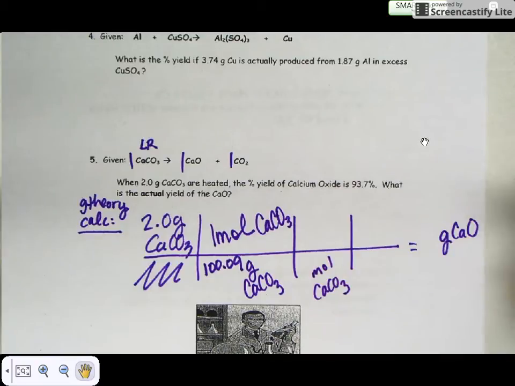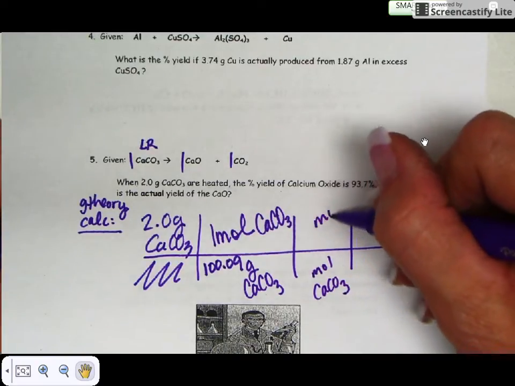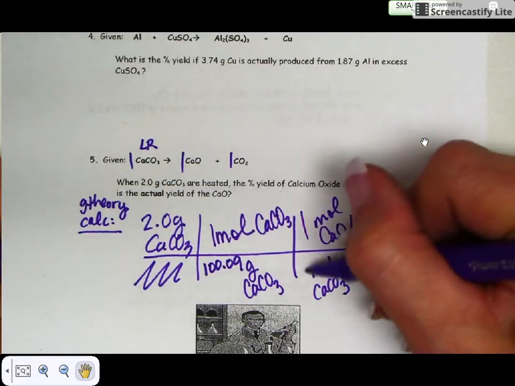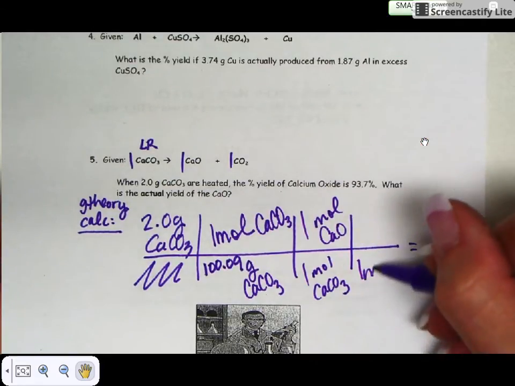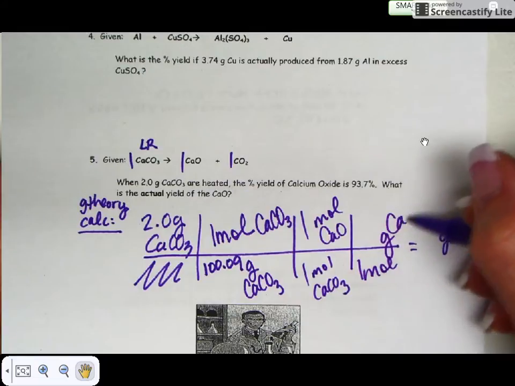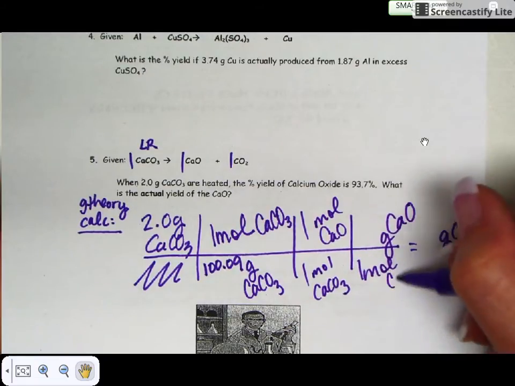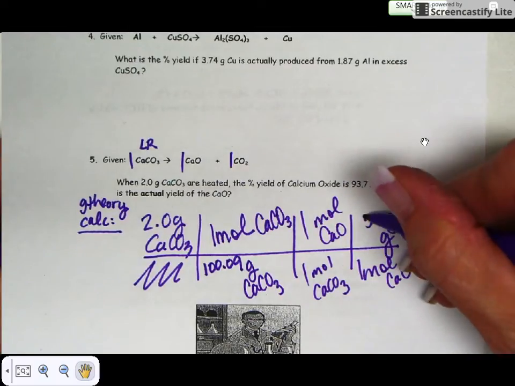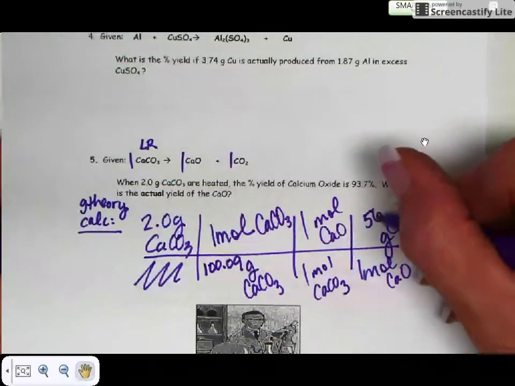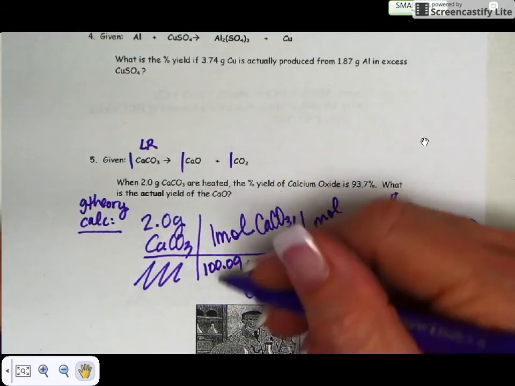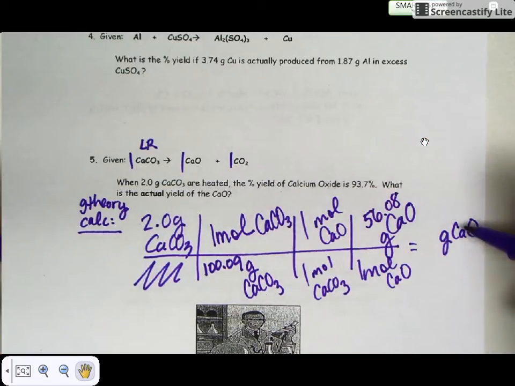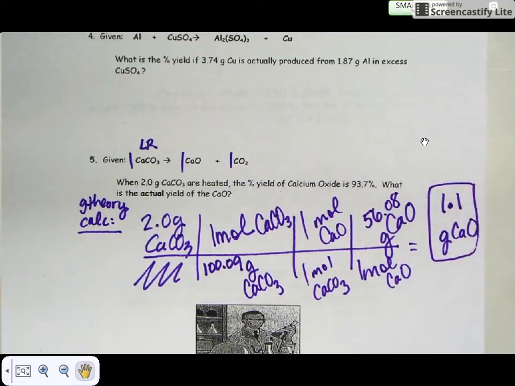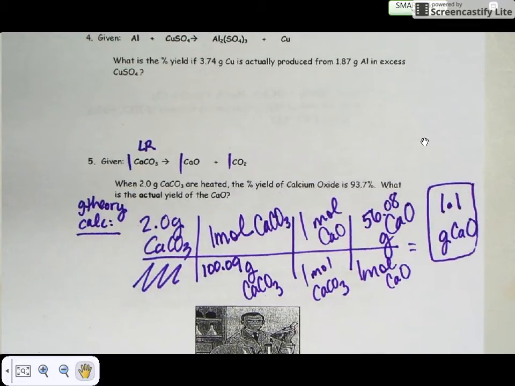You need moles of CaCO3 on bottom. You need moles of calcium oxide on top. And it's a 1-to-1 ratio, so 1 to 1. And then finally, you need the molar mass of calcium oxide at the end. And so to calculate the molar mass of calcium oxide, you get 56.08. So this is going to give us a grams theoretical of 1.1 gram calcium oxide. So we've just found grams theory.